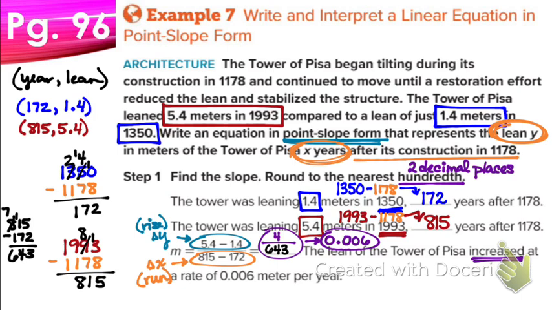That doesn't seem like very much, right? 0.006, that's like 6 millimeters a year. That's not very fast, but this building has been standing for over 800 years. So 6 millimeters every year, it eventually will lean too far and fall over. That's why they had to stabilize it.